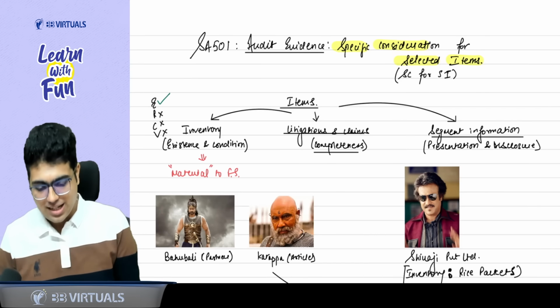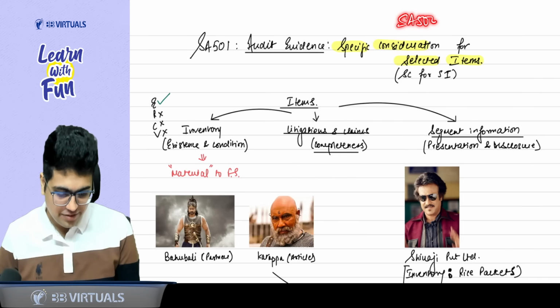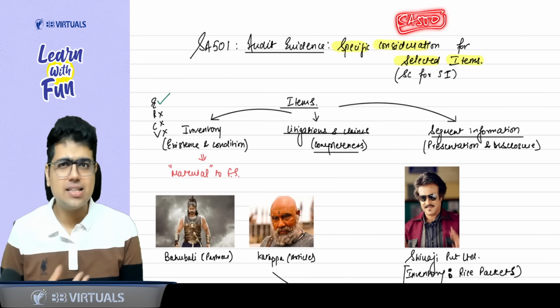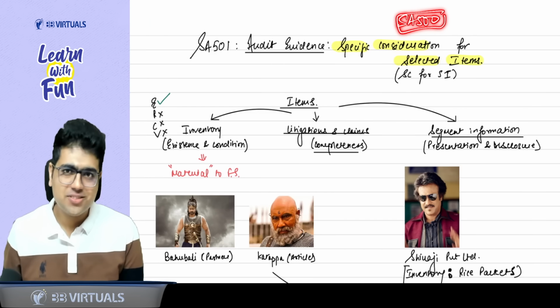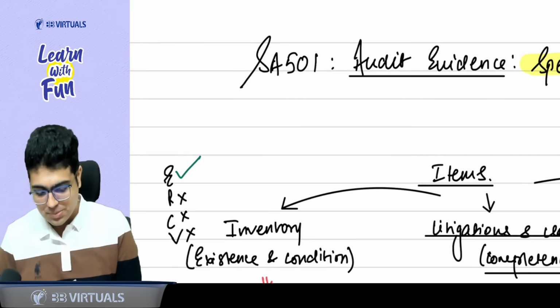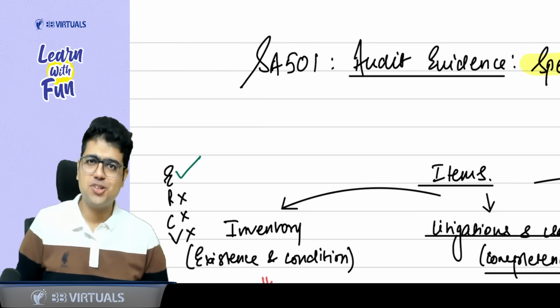So sir, in the last revision, we have already covered SA 500. We have also completed the SA 200 series, SQC 1, SA 220. Now let's begin with this SA 501.